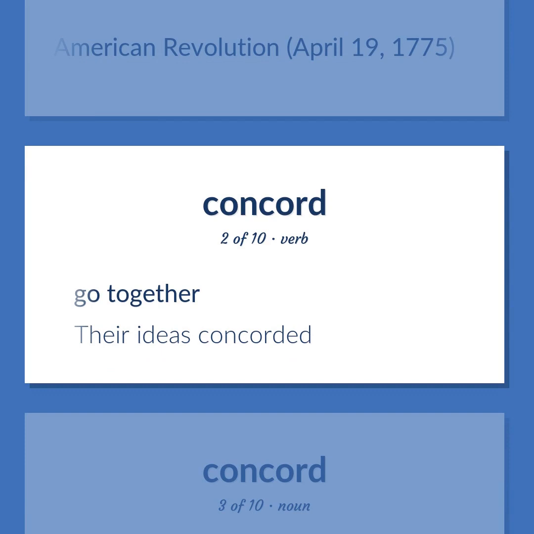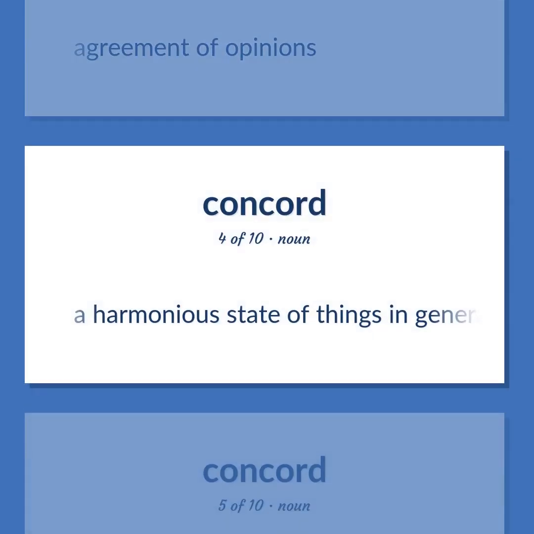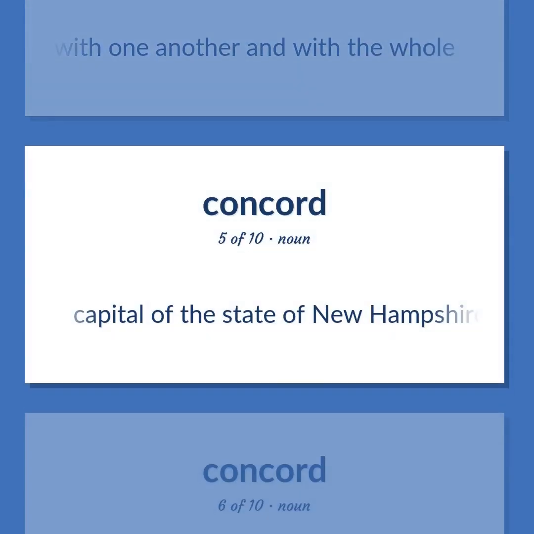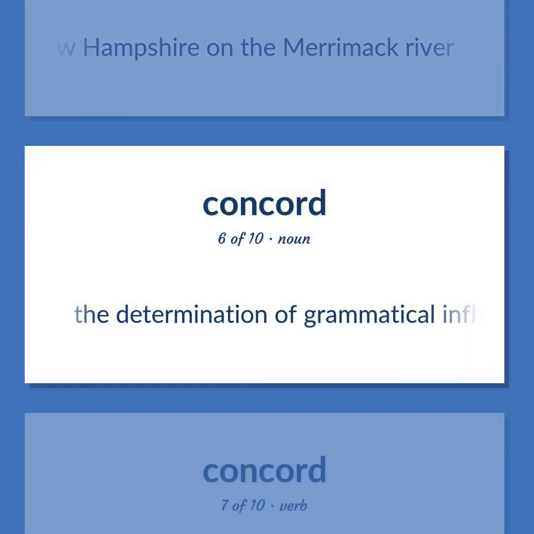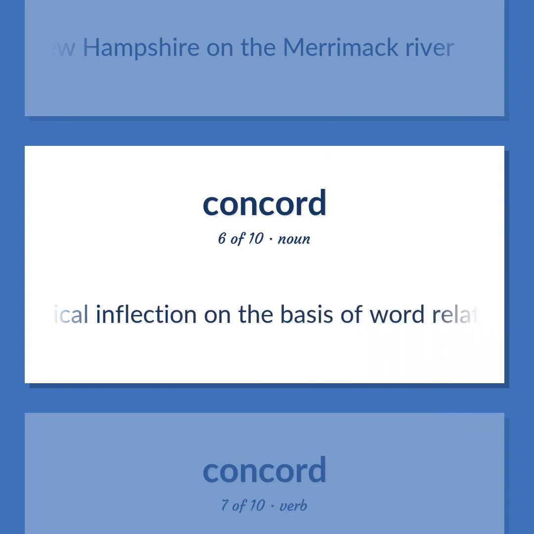Go together. Their ideas concorded. Agreement of opinions. A harmonious state of things in general and of their properties, as of colors and sounds, congruity of parts with one another and with the whole. Capital of the state of New Hampshire, located in south-central New Hampshire on the Merrimack River. The determination of grammatical inflection on the basis of word relations.